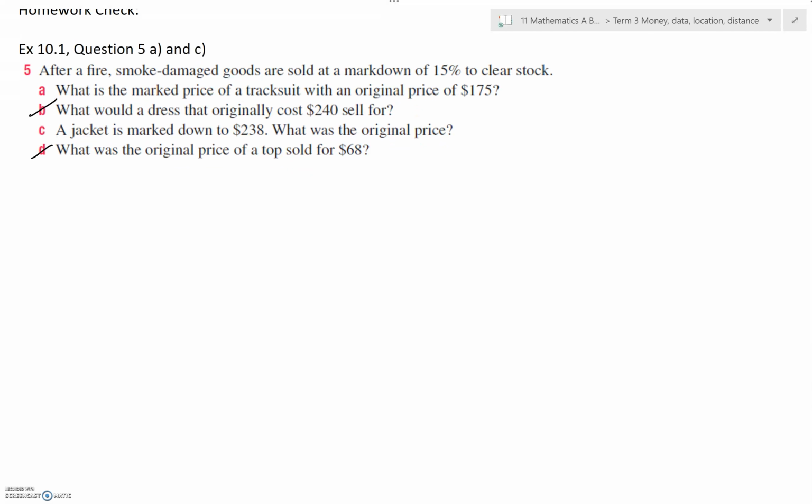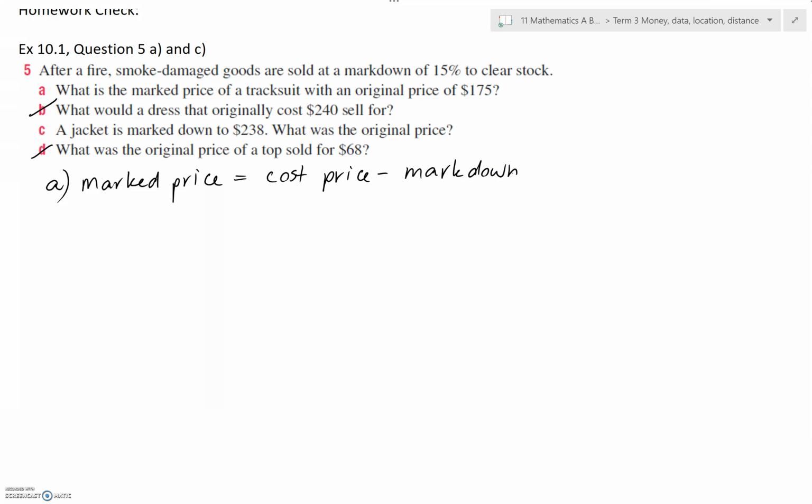So after a fire, smoke damaged goods are sold at a markdown of 15% to clear stock. A, what is the marked price of a tracksuit with an original price of $175? So this time we're looking for marked down. So of course we would expect the value to be less than what we've started with. So in this case, our marked price is going to be the cost price minus the markdown, and we have to work out how much that is.